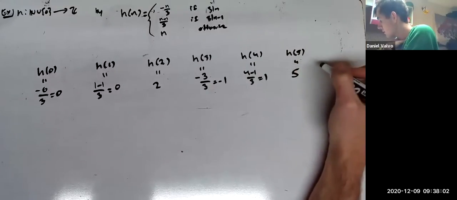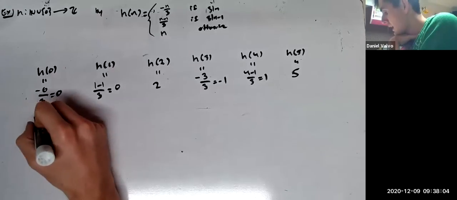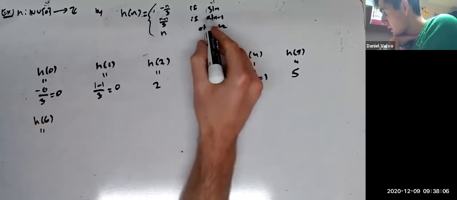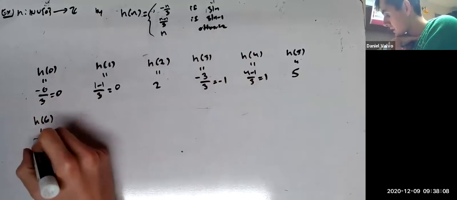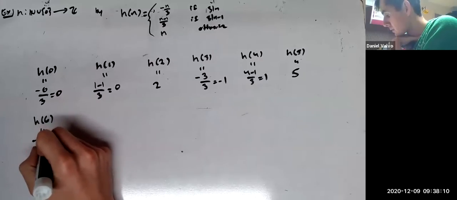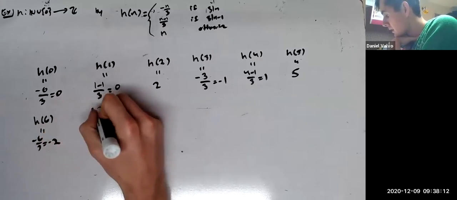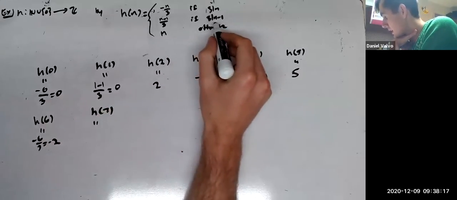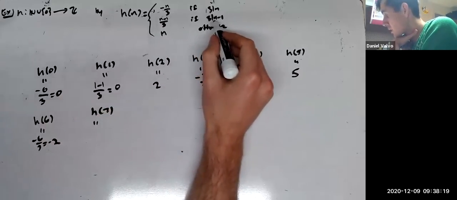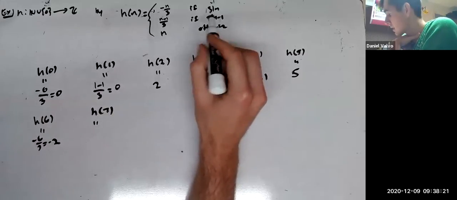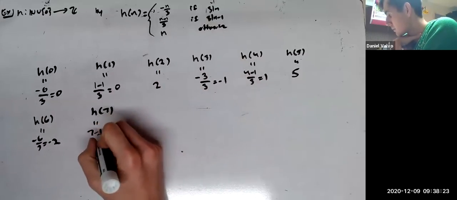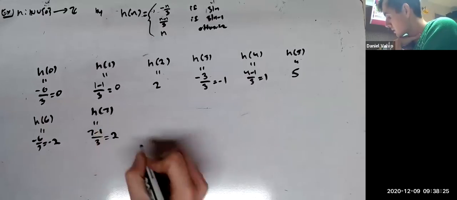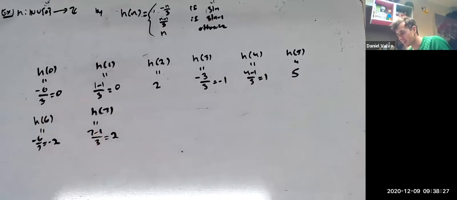Now we keep going. H of 6. 3 does divide 6. That means in this case, we're going to output -6 over 3, which is -2. H of 7, if you plug 7 in for n, 3 does divide 7 minus 1, since 3 divides 6. So we're in this case, and we get 7 minus 1 over 3, which is 2. Do you see the pattern here?